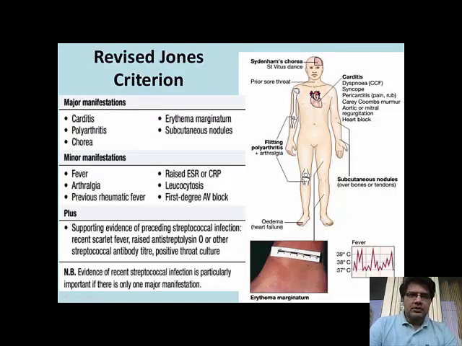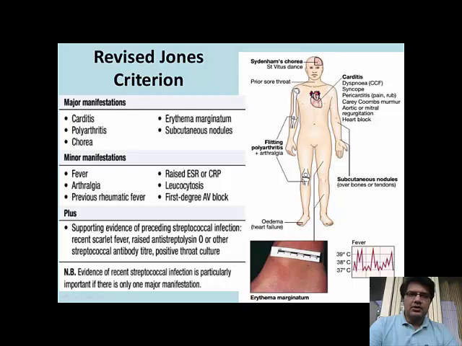So the revised Jones classification, these are the manifestations. Carditis, generally it is pancarditis. What does pancarditis mean? It will involve the heart: endocardium, myocardium, and pericardium as well. And polyarthritis, note this is polyarthritis, not polyarthralgia. Polyarthralgia is a minor manifestation. So you will have to document the swelling, not only tenderness. Or chorea. Chorea is an involuntary movement.